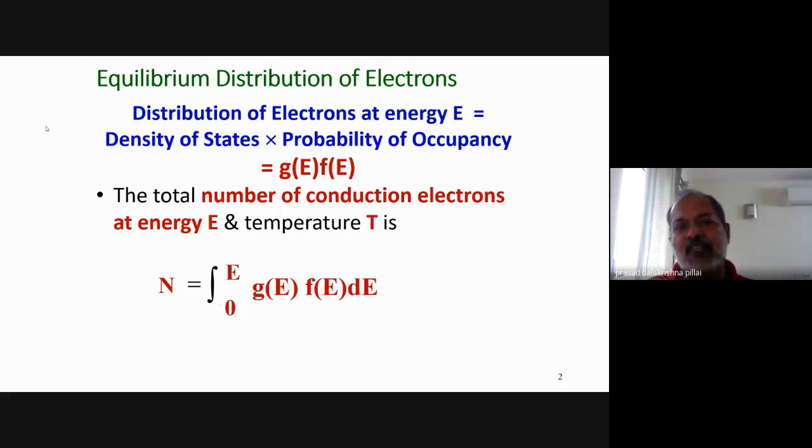The second factor I need to know is the probability of occupying that state. The product of this, integrated over all the energy range, will give me the total carrier concentration. In the case of electrons, it will be integrated over all energy ranges in the conduction band. In the case of holes, the integration will be carried out over the energy ranges in the valence band. That is how we go about it.